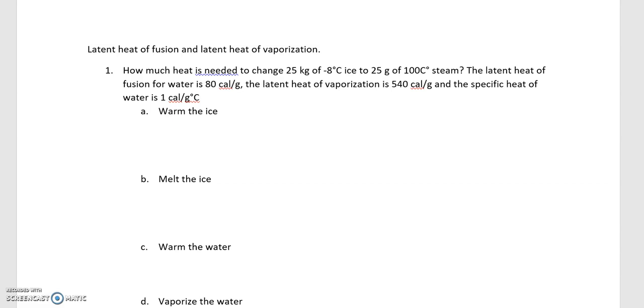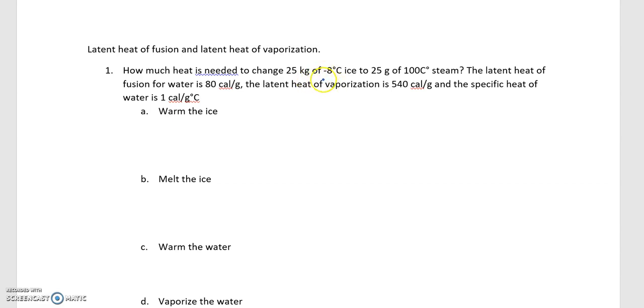So it says, how much heat is needed to change 25 kilograms of negative 8 degrees Celsius ice to 25 grams of 100 degrees Celsius steam? And then I give you that the latent heat of fusion for water is 80 calories per gram. The latent heat of vaporization is 540 calories per gram. And the specific heat of water is 1 calorie per gram degree Celsius. So we have quite a few different things going on here.